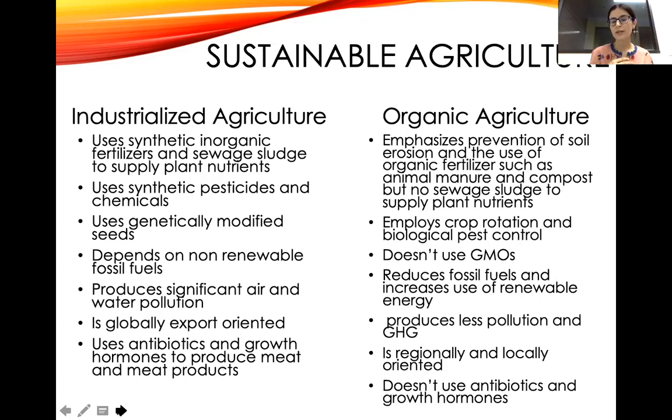Try not to use genetically modified seeds. Reduce your fossil fuel use. Try to reduce the supply chain, so you make sure that whatever is being produced is being consumed close to home, so that the emissions from transportation and storage and many other things can be stopped.